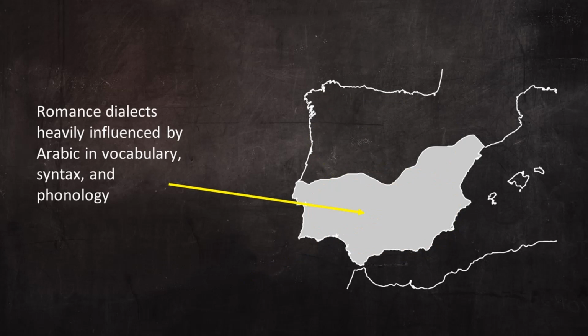Interestingly, there were Romance dialects spoken in Al-Andalus that were heavily influenced by Arabic. We collectively refer to these dialects as Mozarabic, a term also used to refer to Christian people who lived in Al-Andalus. Mozarabic dialects were not exactly Arabic Creoles. They were Romance languages at their core, but they were heavily influenced by Arabic in vocabulary, syntax, and phonology.